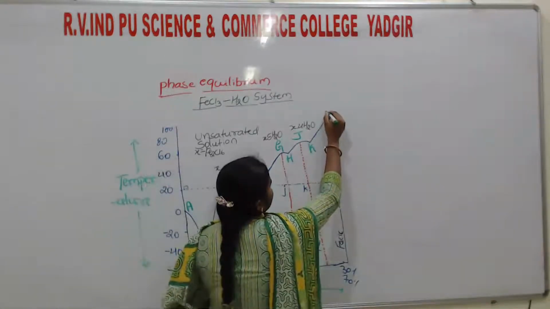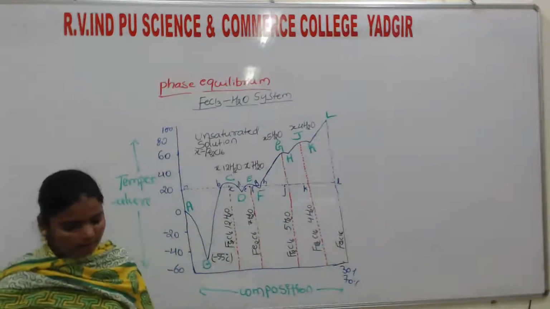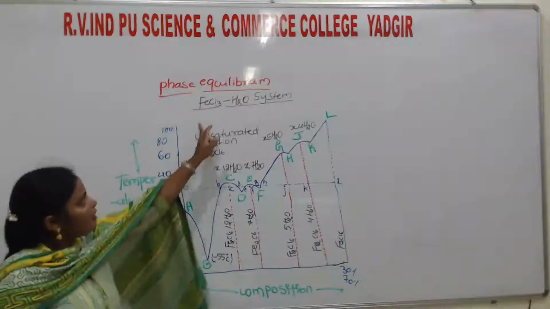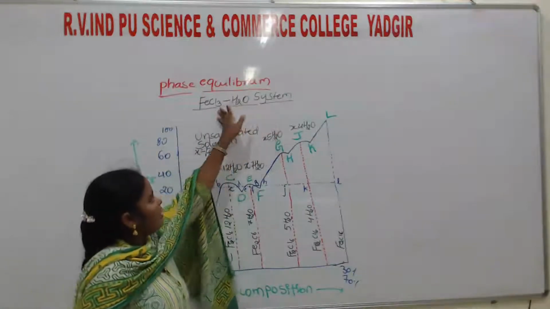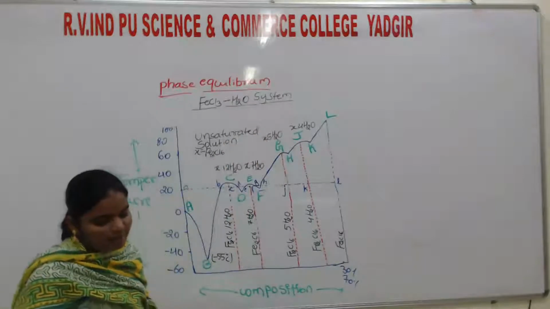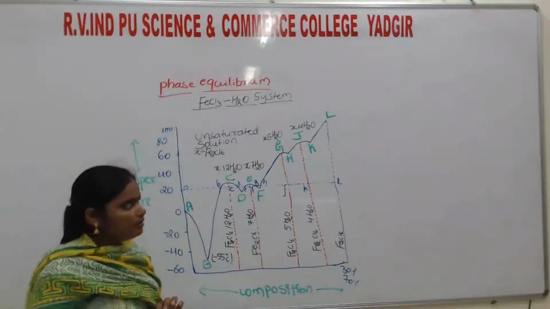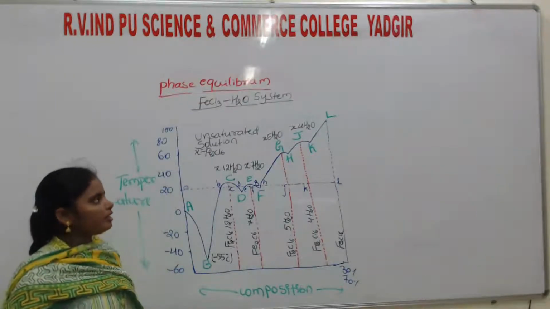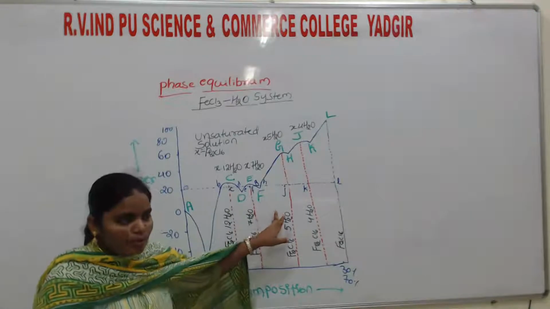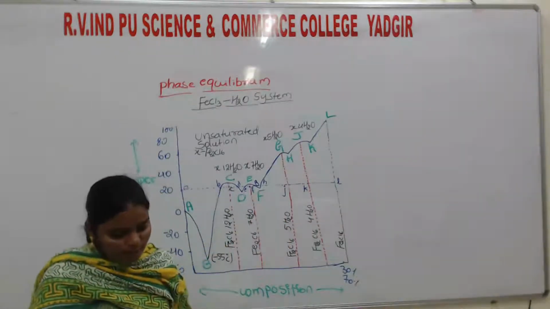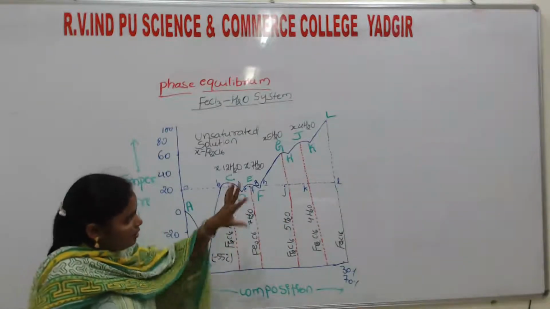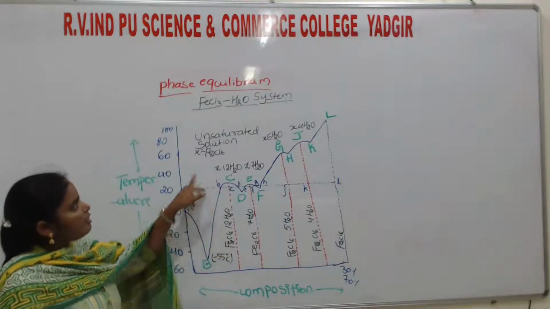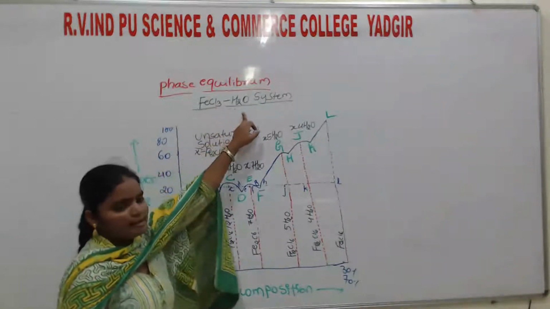Okay. Here, this is the phase diagram for the ferric chloride water system. This is a two component system with a congruent melting point. In this system, two components are present, namely ferric chloride and water.